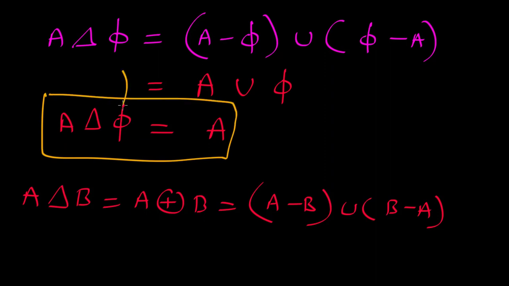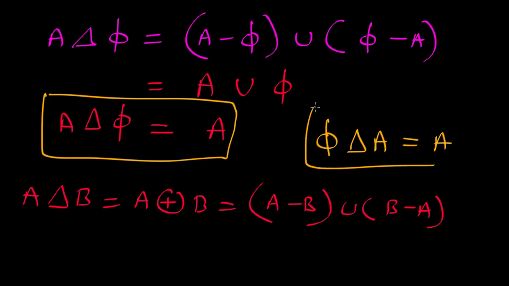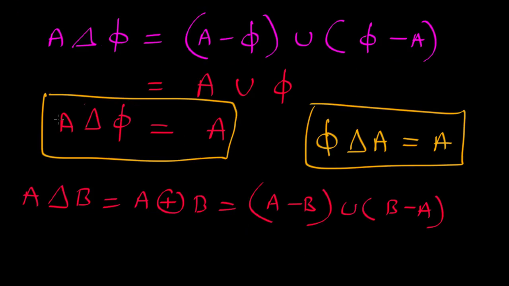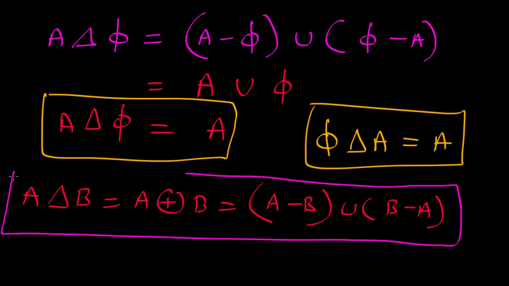So this phi does not affect the symmetric difference. Similarly, phi symmetric difference A is also A. So I can say that the identity element for symmetric difference is phi. This empty set is the identity element for symmetric difference. So this is the rule: A symmetric difference phi is A, phi symmetric difference A is A. This is the definition of symmetric difference that we have already seen.